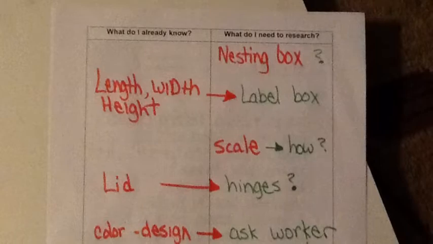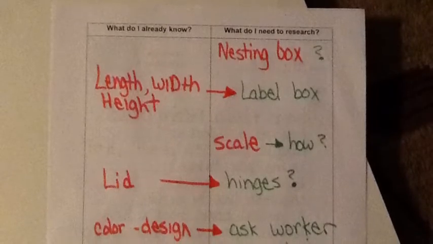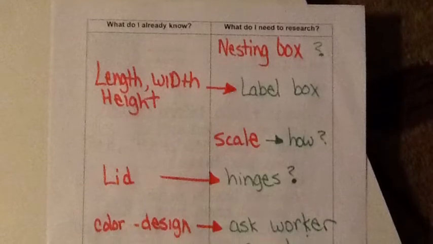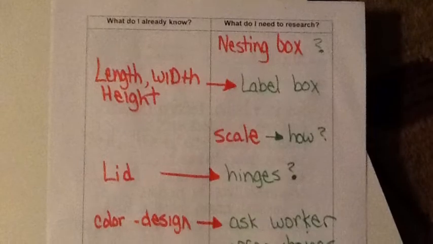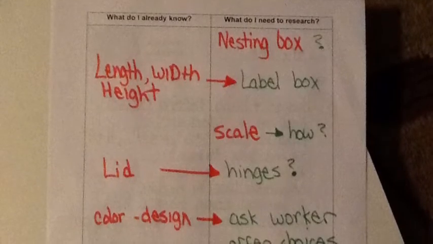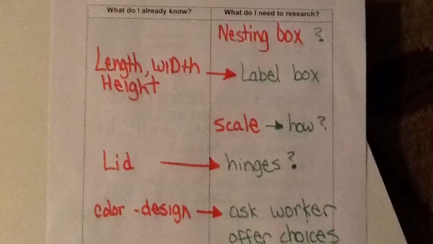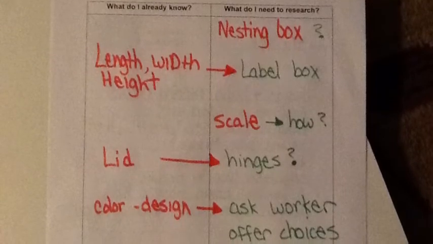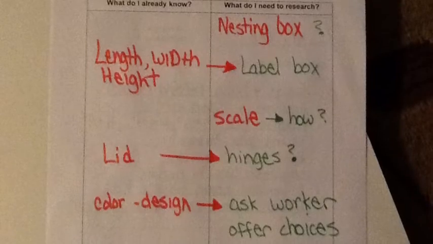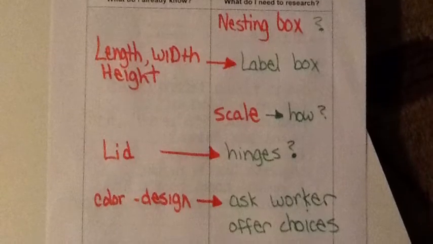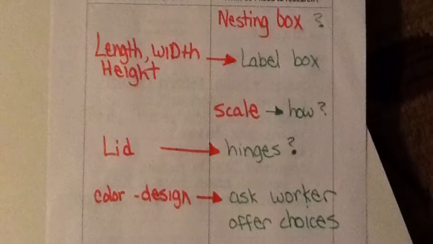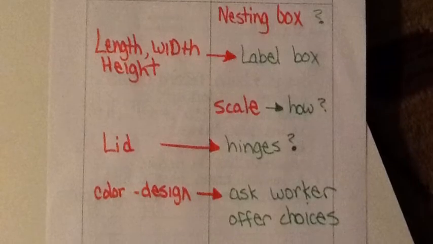And finally, in step 1, you want to do a T-chart. On the left column, you write down all of the criteria that you wrote down on the front page. The right column is for what you need to research in each area. So for example, nesting box, well, I didn't know what that was, so I guess I'll look that up. Length, width, and height, I just want a picture of a box and then I'll label it.